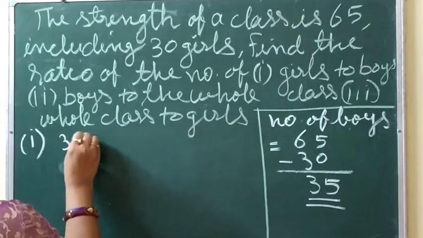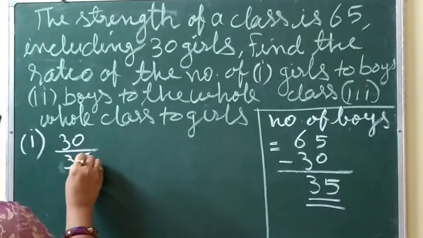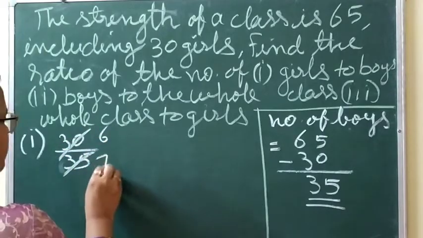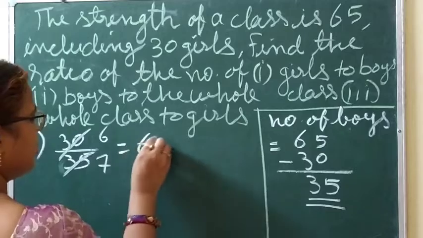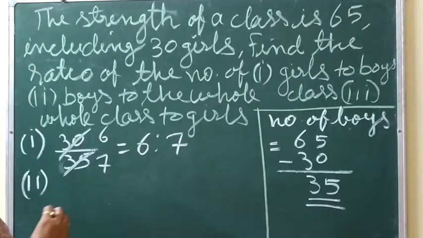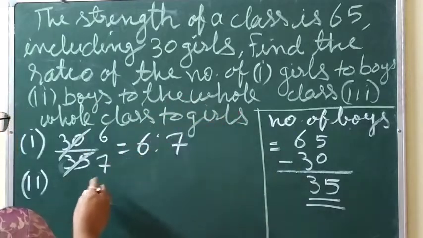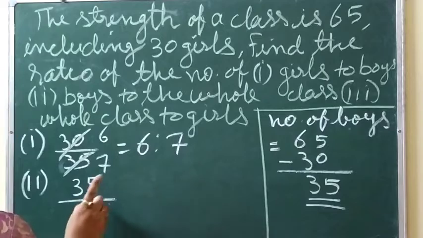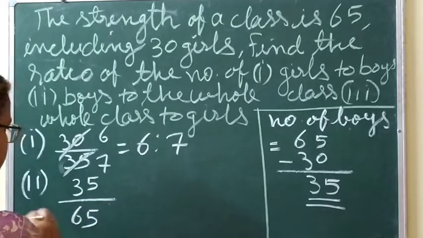Subpart 1, girls to boys. Girls 30, boys 35. Now, 5 6s are 30, 5 7s are 35. So the answer is 6:7. Second subpart: boys to the whole class. Boys is 35 and whole class is 65. Clear?